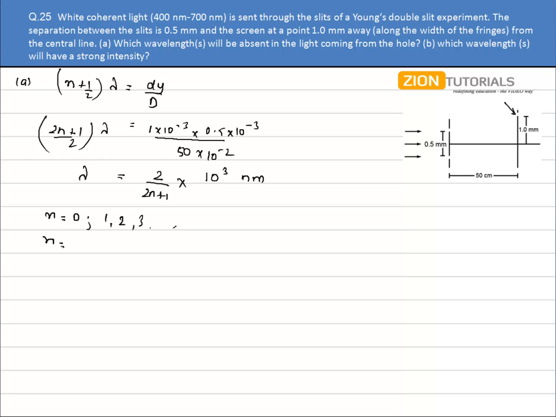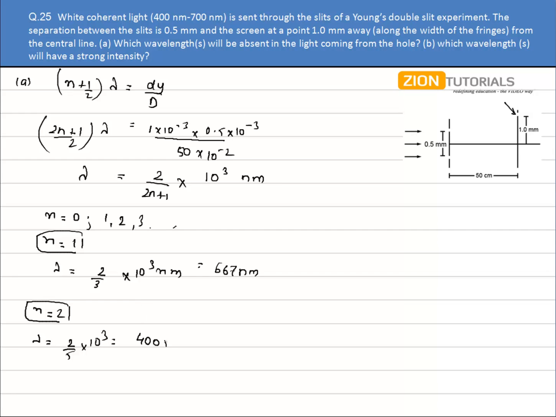So let's say n equal to 1 first of all. So we get the value as 2 by 3 times 10 to the power 3 nanometers. And if I put n equal to 2, then lambda comes out to be 2 by 5 into 10 to the power 3. These two wavelengths come out to be 667 nanometer and 400 nanometer. So these are the two wavelengths that will be missing, because of these two wavelengths the intensity at this point is 0. So this is the answer.